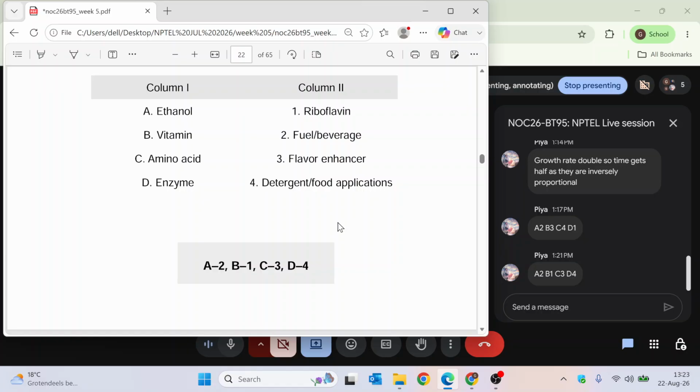And similarly, when we talk about enzymes, food applications is fine because we know that in baking, brewing, all these industries come under food industries. So in all these industries, we use different enzymes.